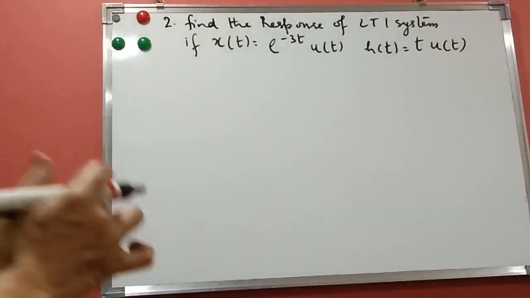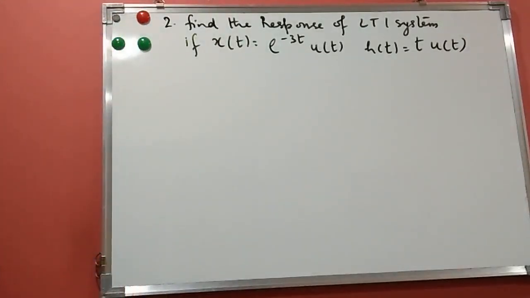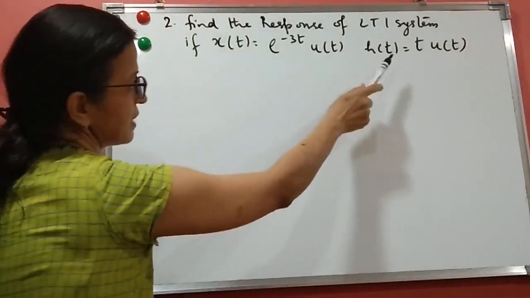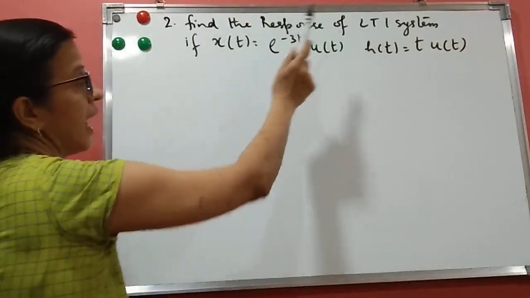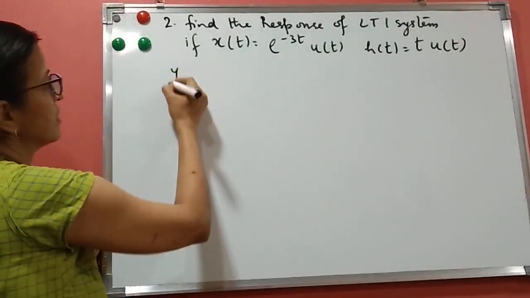Okay, so this next sum is: find the response of the LTI system if x of t is e raised to minus 3t u of t and h of t is t u of t. When this question is asked, first you see that this is a continuous time system because x of t and h of t are given, and the response of the LTI system is asked. That means you have to find the convolution. That is what we'll write here.